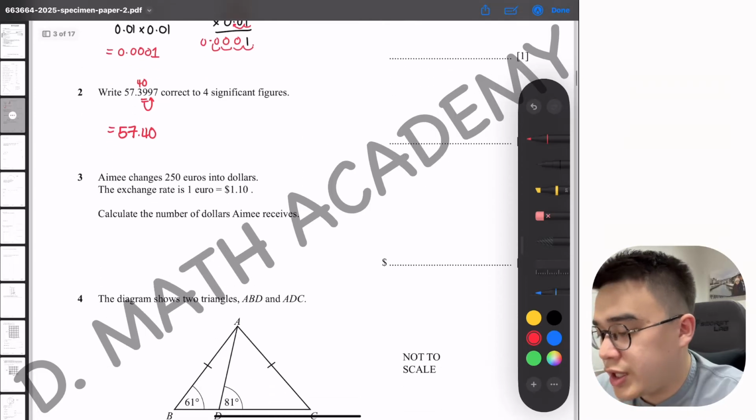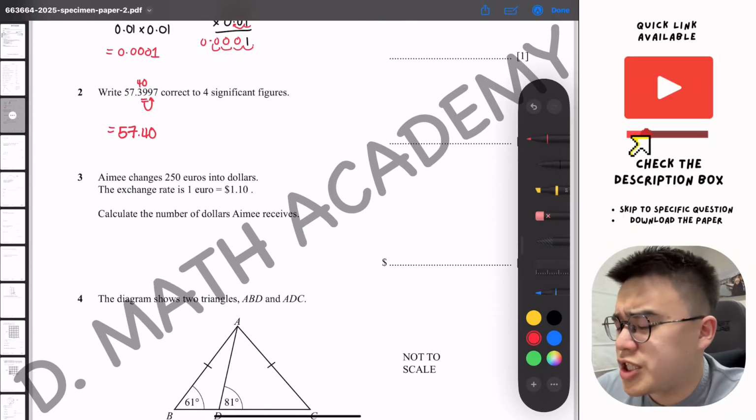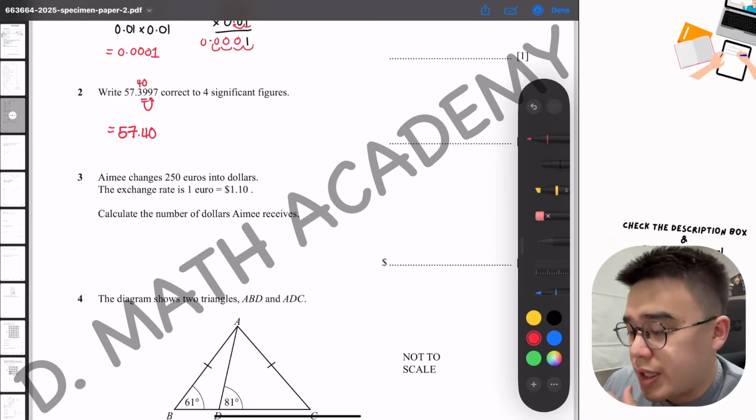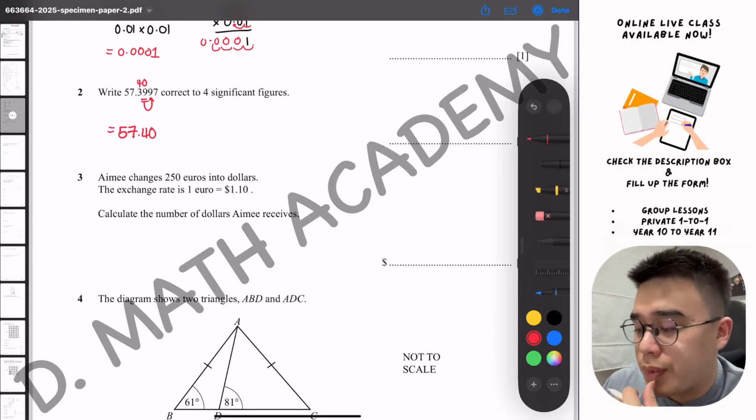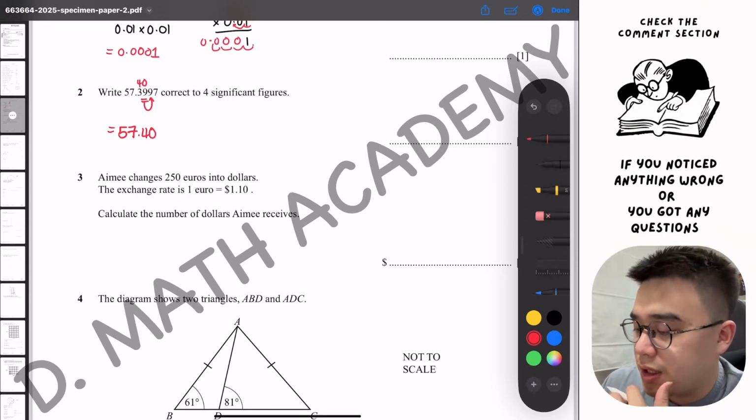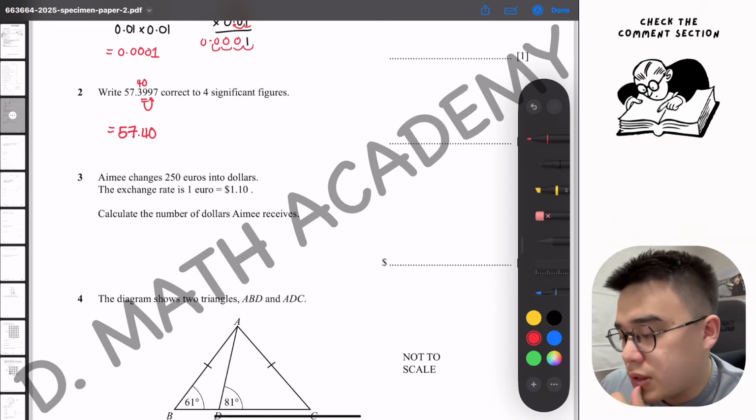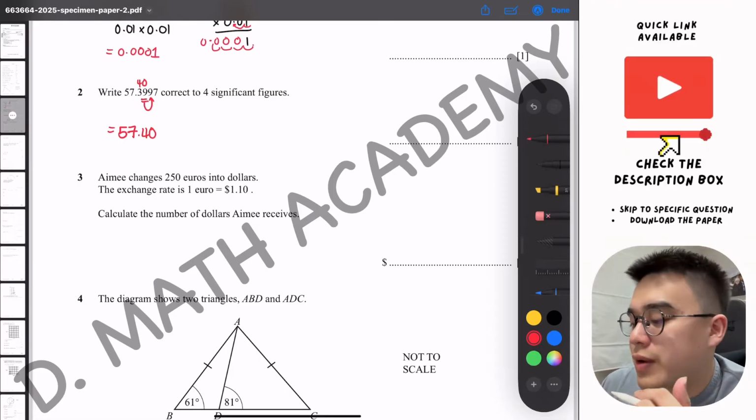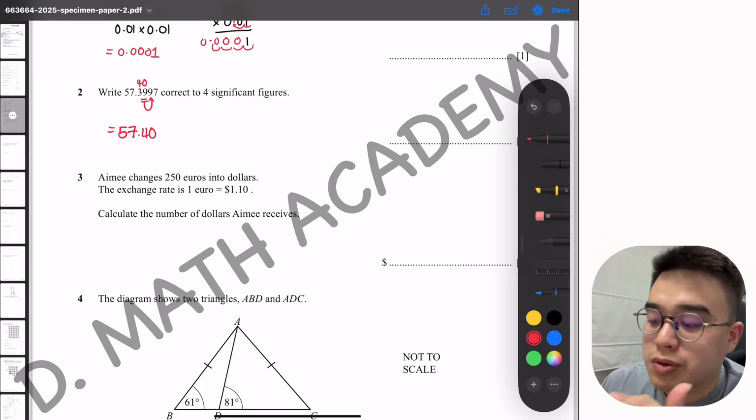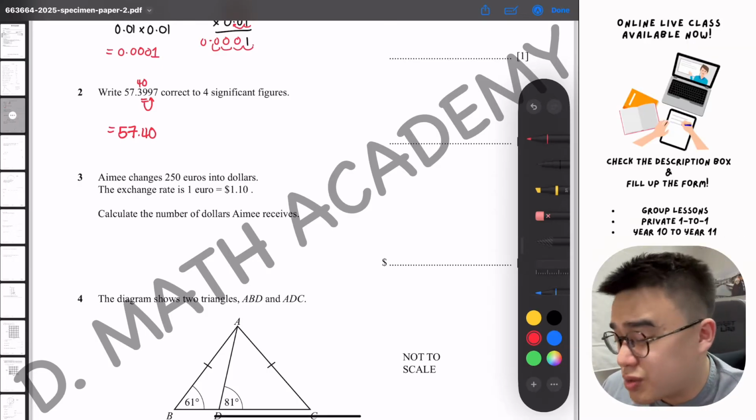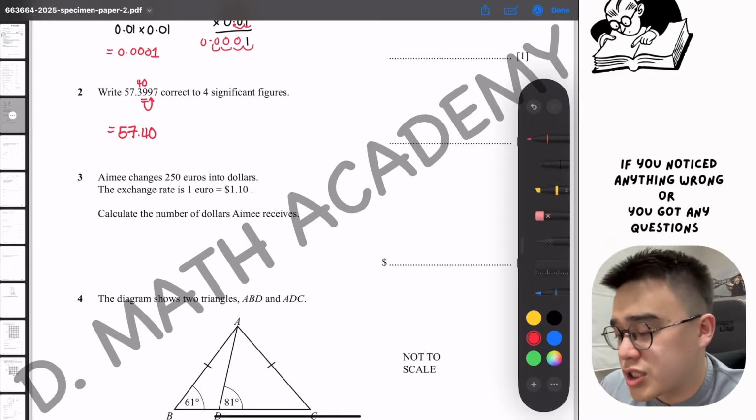Moving on to question 3. Amy changes 250 euros into dollars. The exchange rate is 1 euro equals 1.1 dollars. Calculate the number of dollars Amy received. In this question, back then, I would just multiply it straight away. But apparently a lot of students still can't quite understand this question.